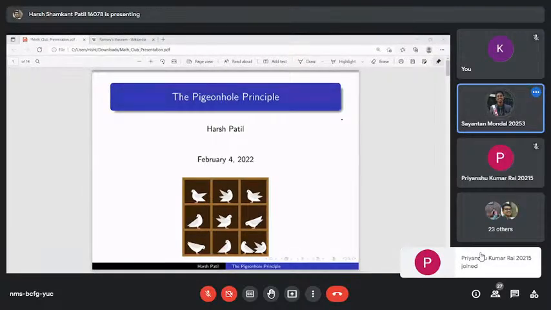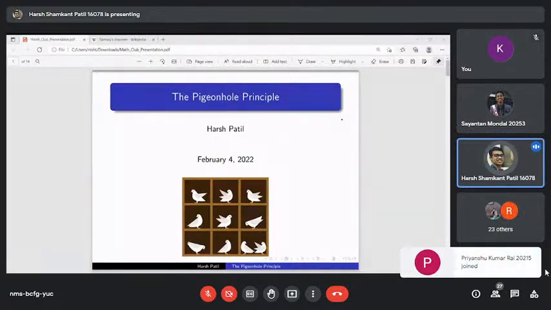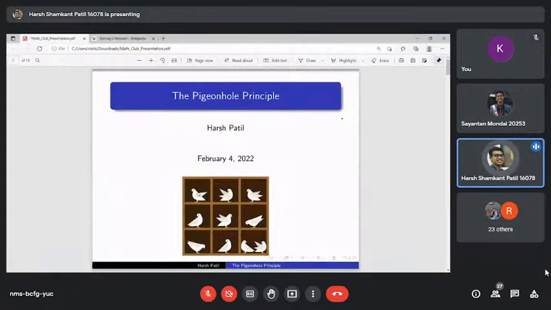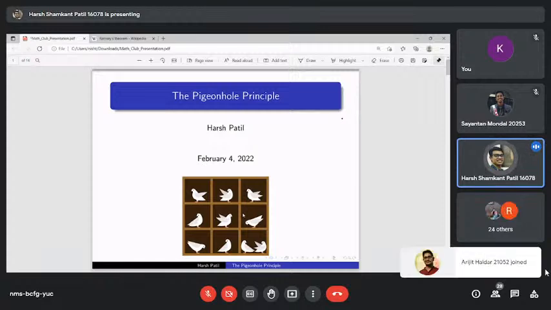Thank you for the introduction. So let us start. As you all know, I'll be talking about the pigeonhole principle. The statement of the principle is very simple, but as we will see, it has many interesting consequences, and it is quite surprising that one could prove such things using such a simple tool.